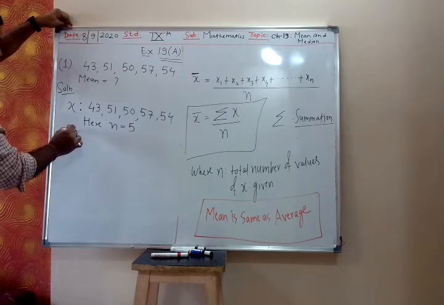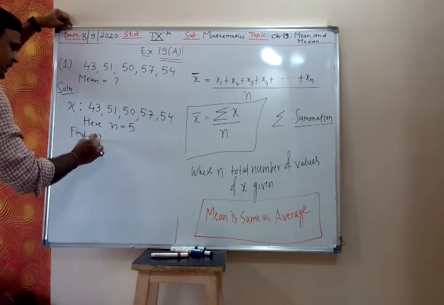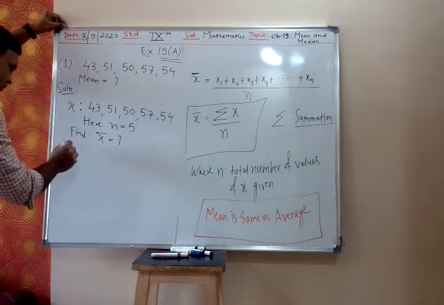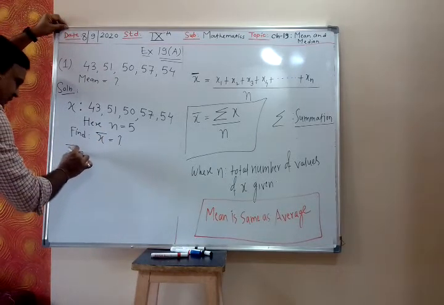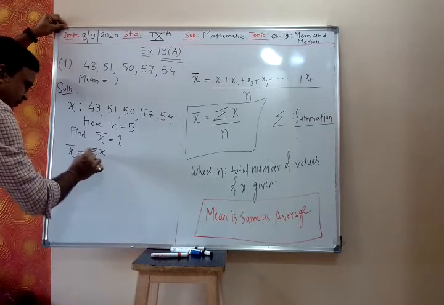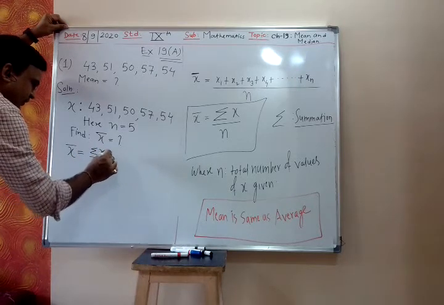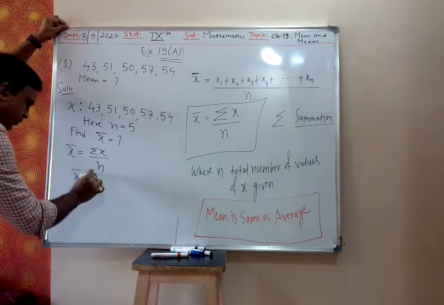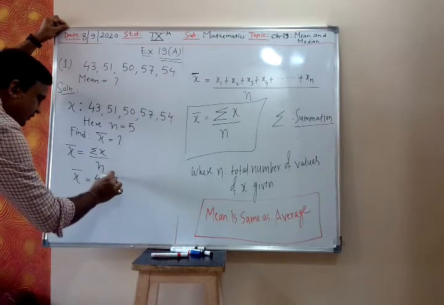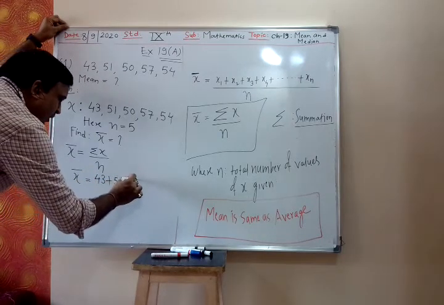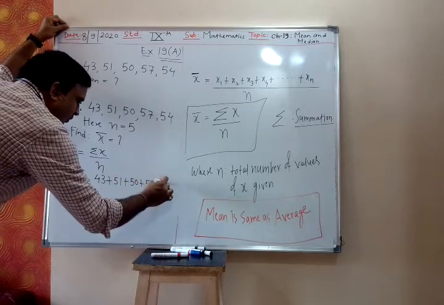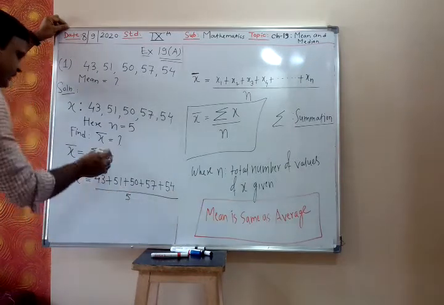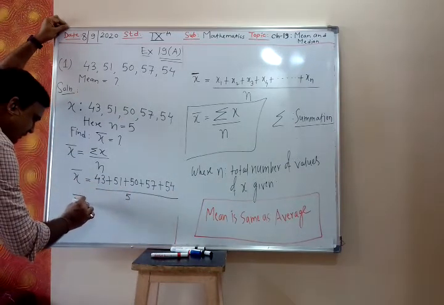Now we want to find x bar. X bar is the mean. So what is the formula for x bar? X bar is summation x upon n. Summation x means you add all the values: 43 plus 51 plus 50 plus 57 plus 54, divided by 5.